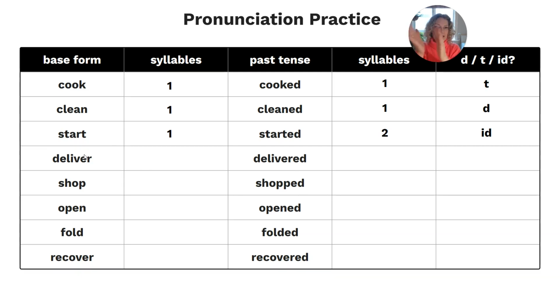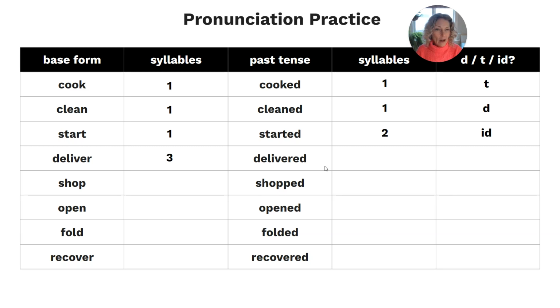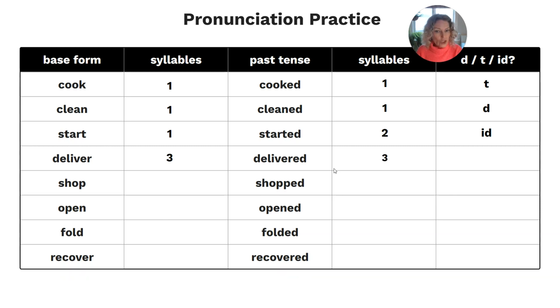"Deliver." There are three syllables in that. How many in the past tense? Only three, because you should not add an extra syllable to it. It does not end in a T or a D. So "delivered," we're only hearing the sound D at the end, not "id." Do not add an extra syllable.